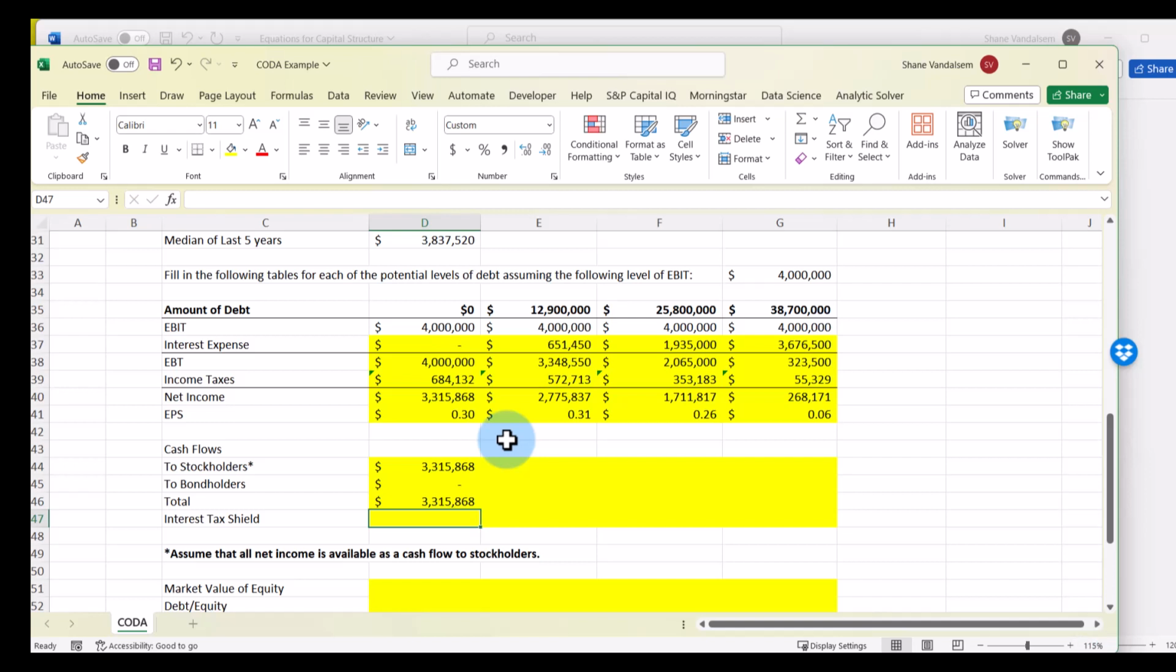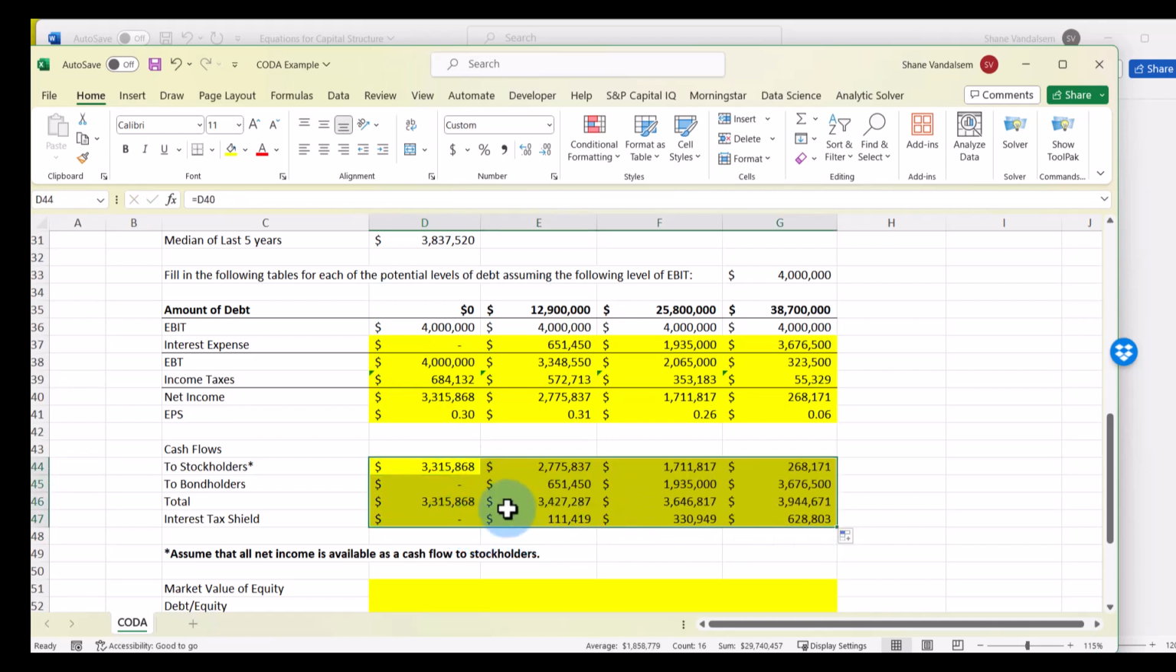So the formula I'm going to put in here is equal to the total minus the total amount in row 46, and I'm going to lock this second one in place, because since the firm has no debt in the first column here, the value of the interest tax shield is 0. But as I drag this across, the interest tax shield will increase, because this is the amount of cash flows that we're paying out to investors in each year that isn't being paid in taxes.